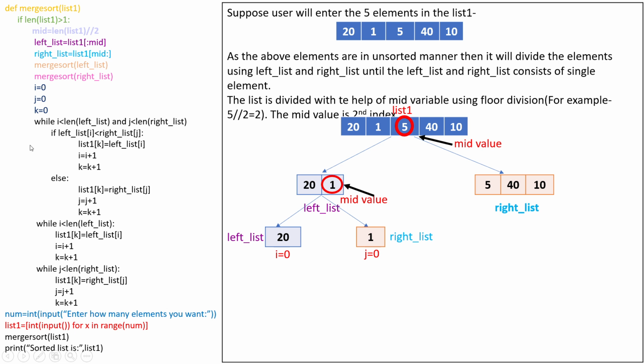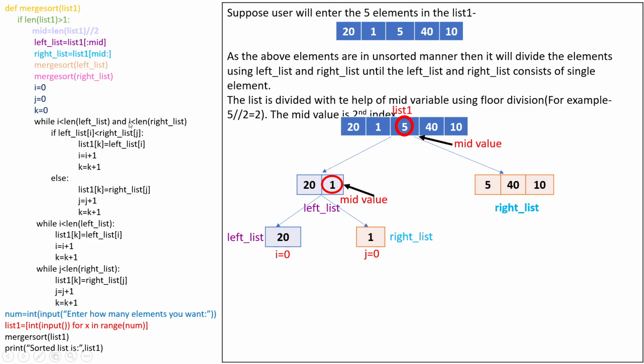Again it will go to the while loop. Why again the while loop? Because this while loop will execute unless it becomes false. Now I less than length of left list. I is not incremented till now, so 0 less than length of left list. Left list has how many values? 1. So 0 less than 1, true.